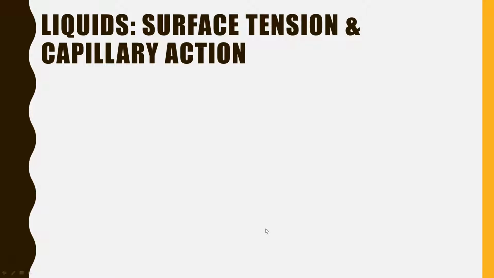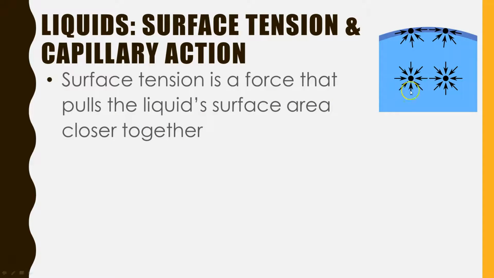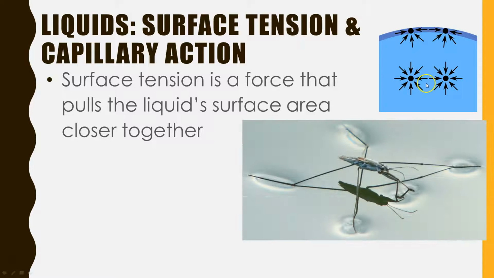One characteristic of liquids: they have surface tension and capillary action. This is only something you're going to see in liquids. Surface tension is a force that's going to pull the liquid surface area closer together. This is an intermolecular attraction, and water is a great example. Those particles are all being attracted to each other. What this means is that you almost have this little surface at the top where the water wants to stick to itself more than it wants to stick to anything else.